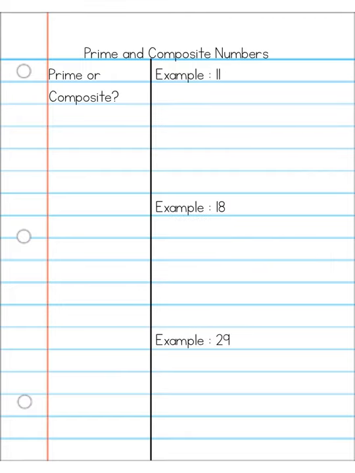Looking at the number 11, when I list the factors for 11, I know that it will be 1 and 11. And I cannot multiply 2, 3, 4, 5, 6, 7, 8, 9, or 10 to get to 11. So it's only 1 and 11. That's only one factor pair that consists of 1 and the number itself. So this is prime.